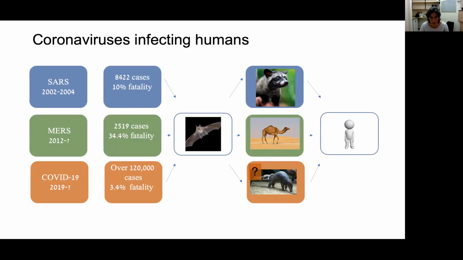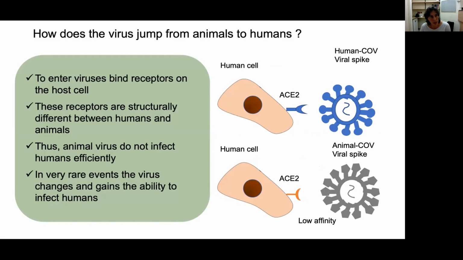Okay, so that's about bats. So how do these viruses jump from animals to humans? Basically, as I mentioned before, coronaviruses have these spike proteins, and these are the proteins that bind receptors on the host cell. The receptor for the SARS coronavirus 2 is known. It's called the ACE2 receptor, angiotensin converting enzyme 2.